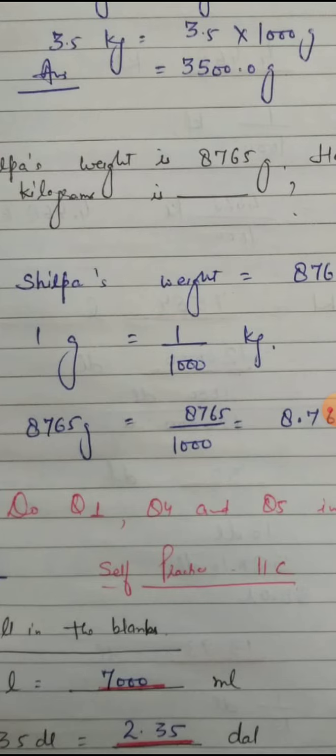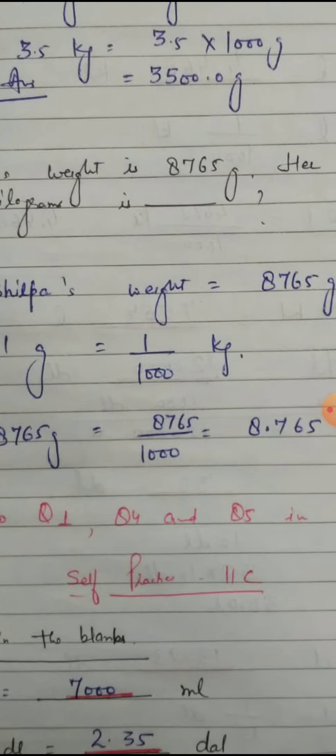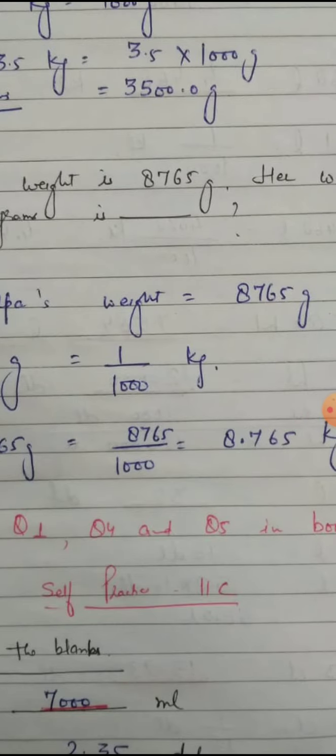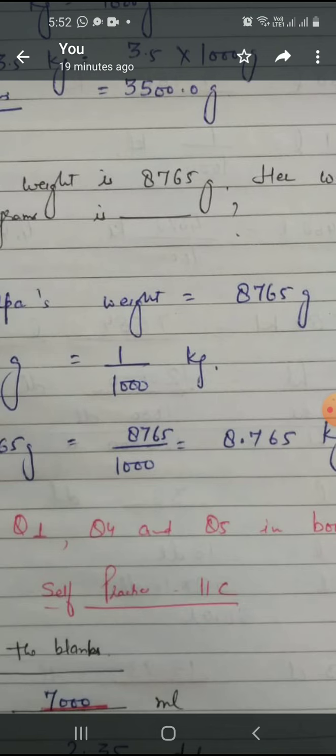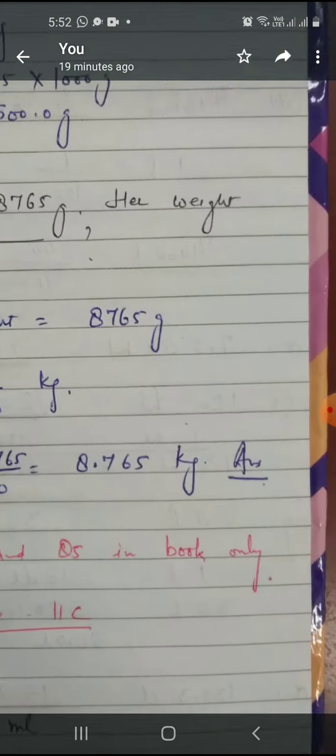You know, when you are going from lower to higher, we will divide, and when you are coming from higher to lower, you will multiply. 1 gram is equal to 1 upon 1000 kilograms. 8765 grams is equal to 8765 upon 1000, and you have to put the decimal 3 places from the right side, going from right hand side to left hand side. Count the digits: 5 is the first digit, 6 the second, 7 the third. There are 3 zeros, so you have to move the decimal 3 places. 8.765 kilograms.